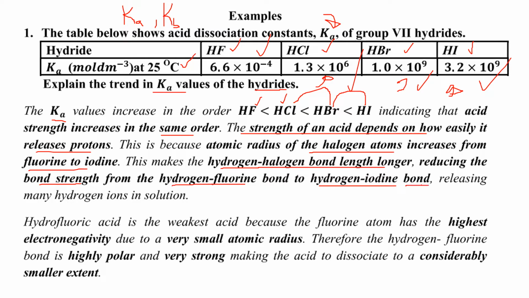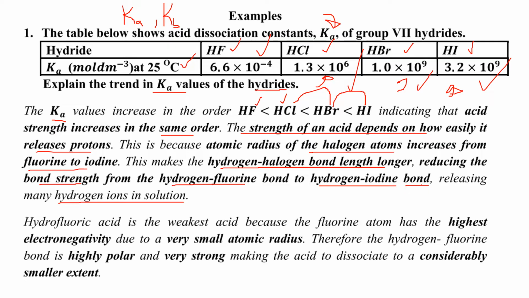You can explain them in terms of bonds releasing very many hydrogen ions in solution. Just like I've explained, hydrogen iodide has the largest atomic radius. Because the iodine atom has the largest atomic radius, the bond is going to be longer. Once it's longer, it becomes weaker. Once it becomes weaker, it becomes easy for the hydrogen iodine bond to be broken, as compared to the hydrogen fluorine bond.